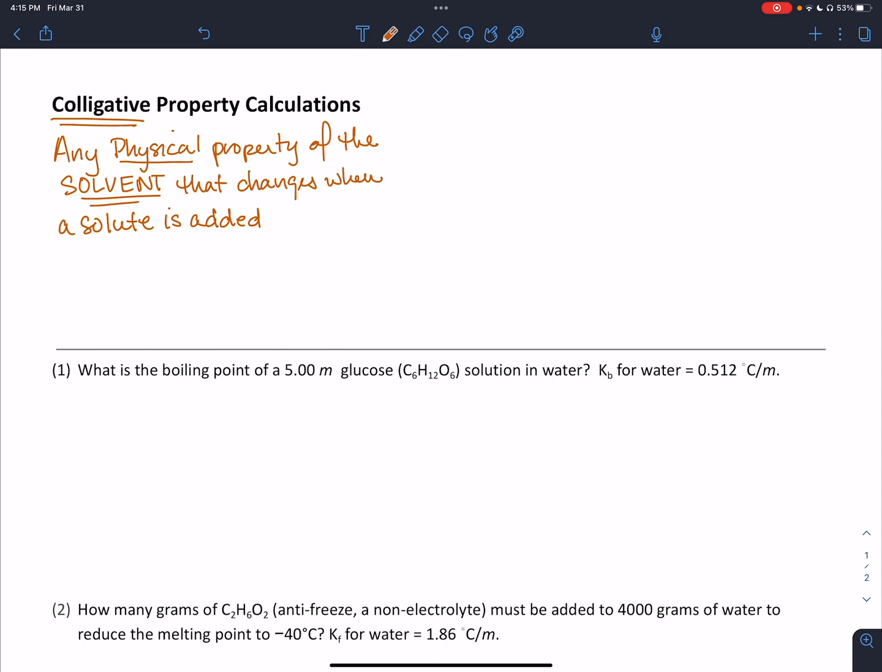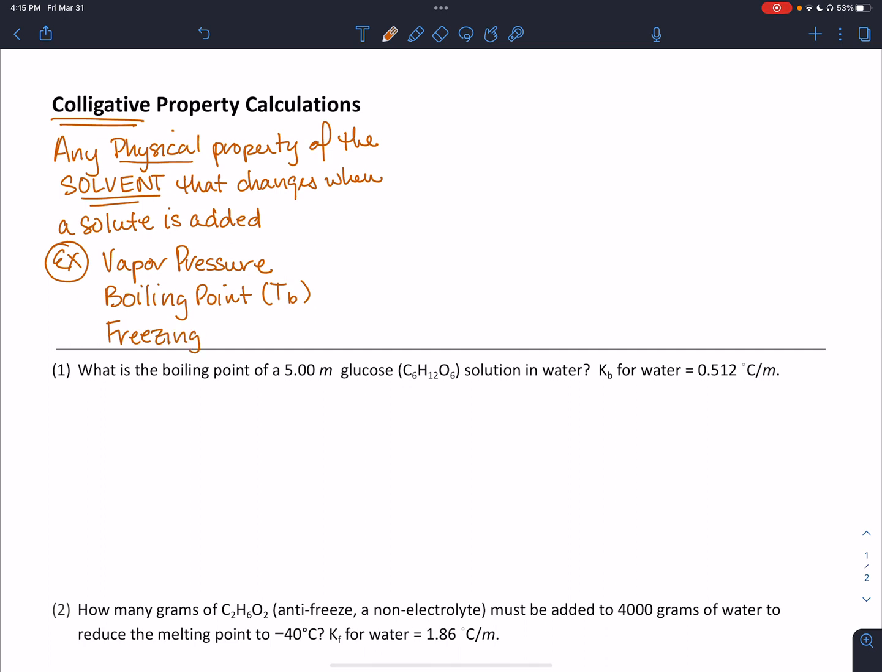Some examples that we're going to deal with: vapor pressure. And if vapor pressure is influenced, then so is your boiling point, which we will represent as TB. Chances are if one of your state change temperatures is influenced by the presence of a solute, then so is the other one. So freezing point, and we represent freezing point with TF.